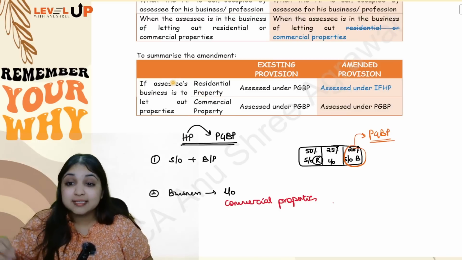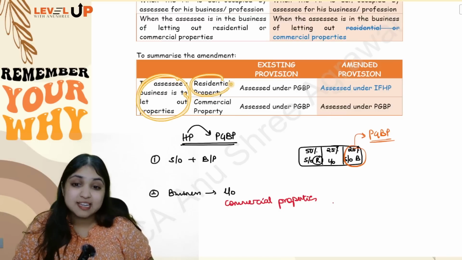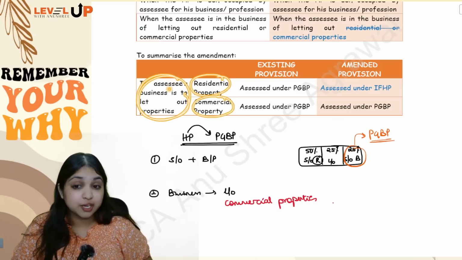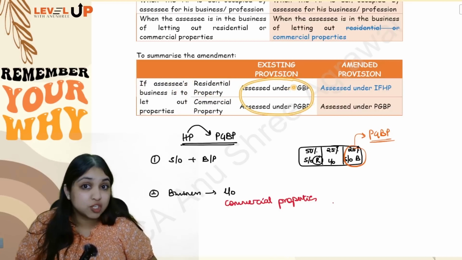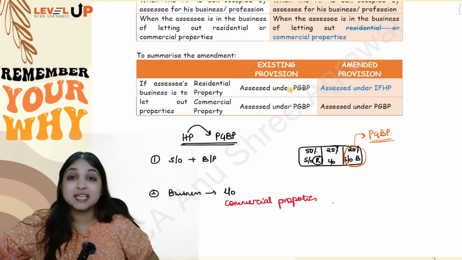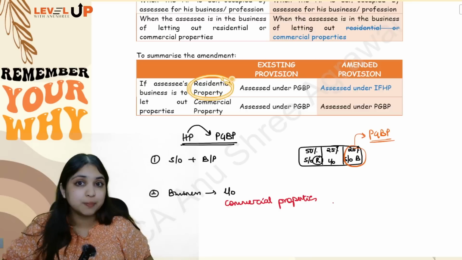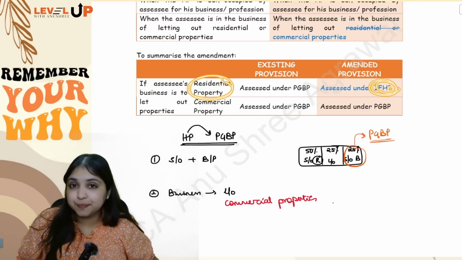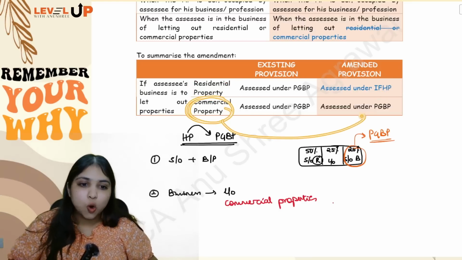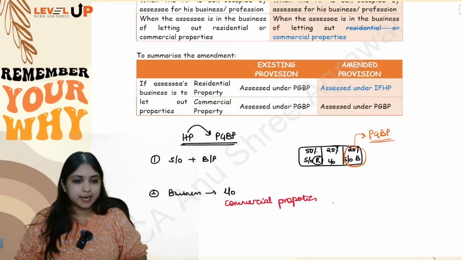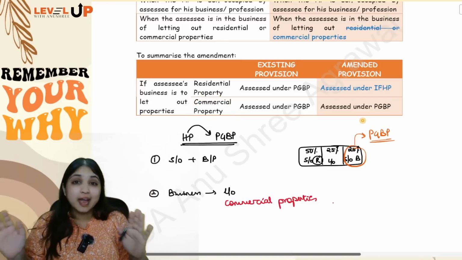Earlier, if assessee is in the business of letting out properties, whether residential or commercial, if his business itself is to let out properties, the property used to go under PGBP. But now, if assessee is in the business of letting out residential property, it will stay under IFHP head only. Only if assessee is in the business of letting out commercial property, only that will go to the PGBP head. One small simple point in your IFHP chapter.